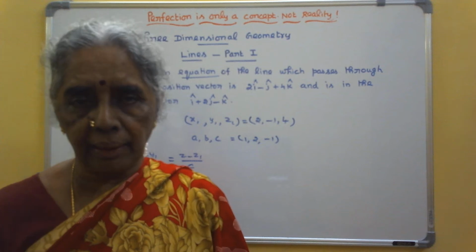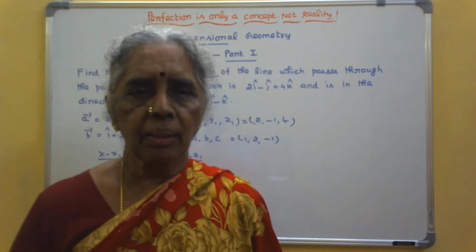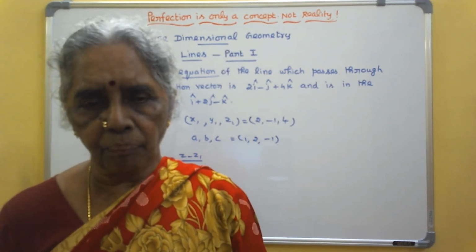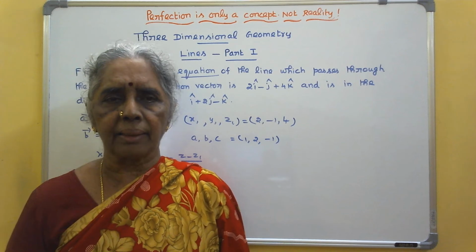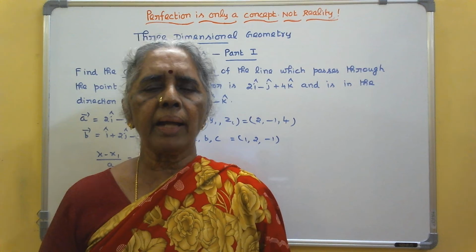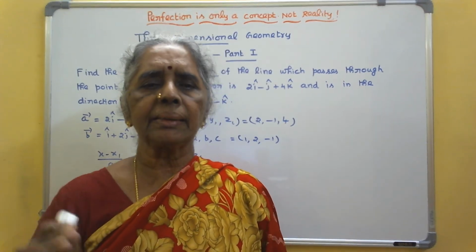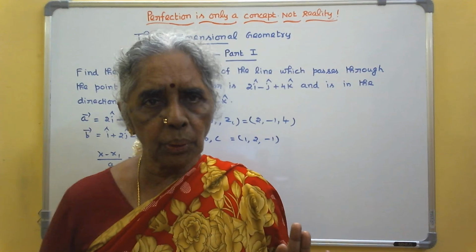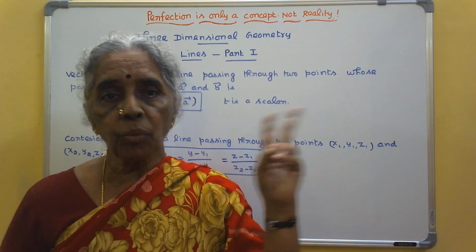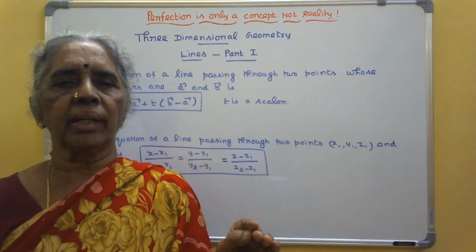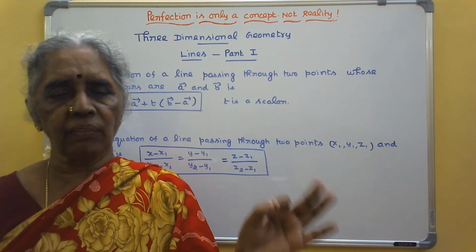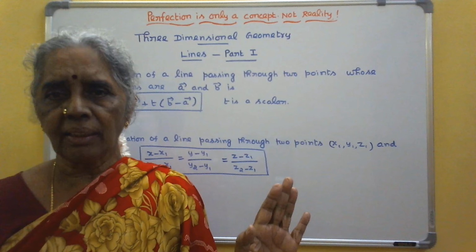So I hope you are clear how to find the vector equation and Cartesian equation of a line which passes through a point which is given either in the vector form or in the Cartesian form, and which is parallel to a vector or is in the direction of the vector. Is that clear to you? Okay. You learnt already two formulas, isn't it? That is vector equation of a straight line passing through one point and parallel to a given vector, and Cartesian equation of a line passing through one point and having direction ratios.